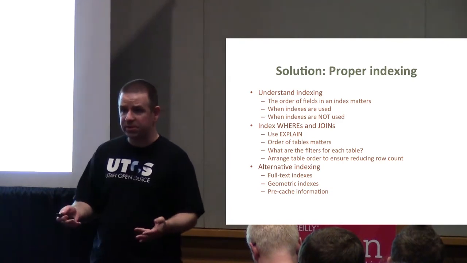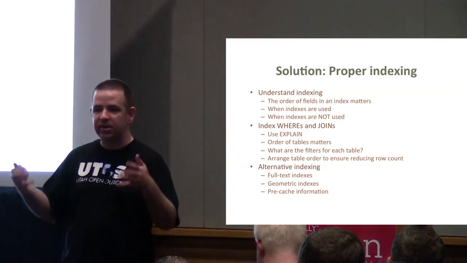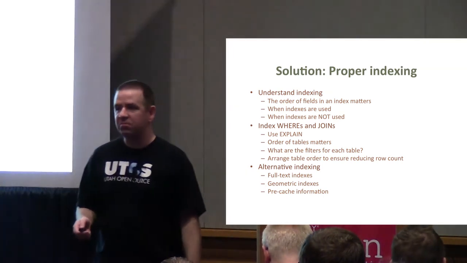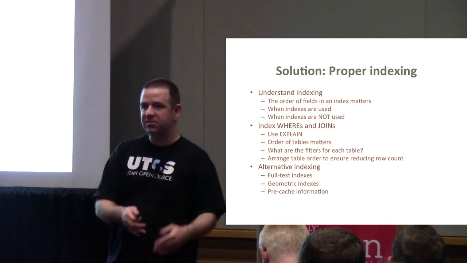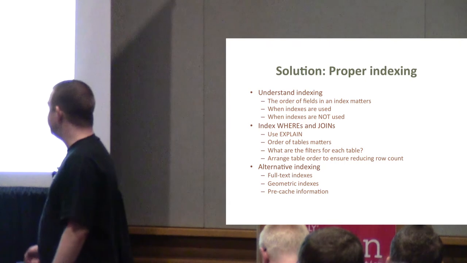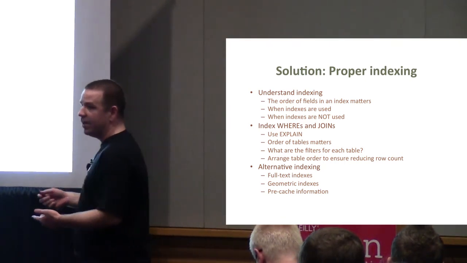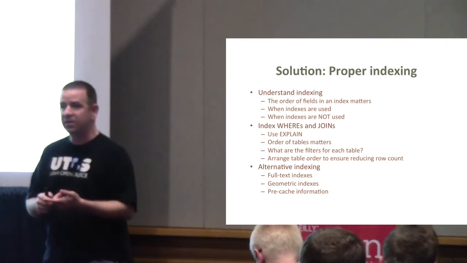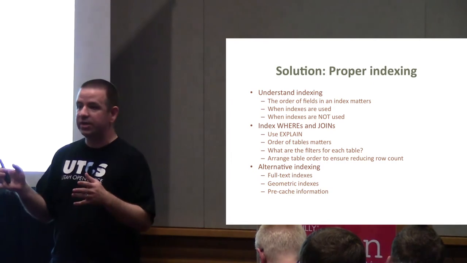I've seen people just make an index across all of their fields and expect that to solve all their problems. But what's really happening is it's never using the index, because they're not specifying the first column in their index. So indexes are going to be used, especially with composite indexing, if you have multiple fields in your index.